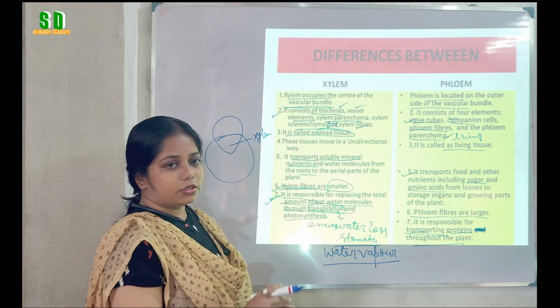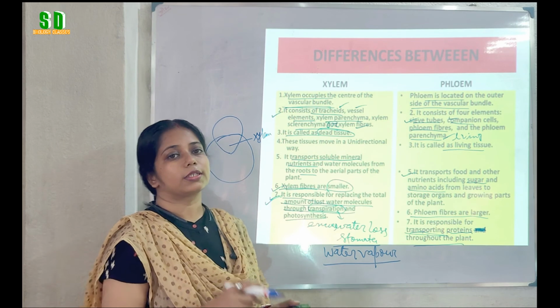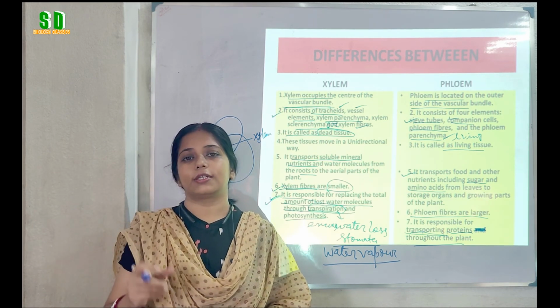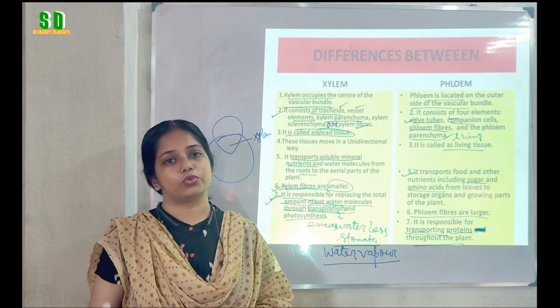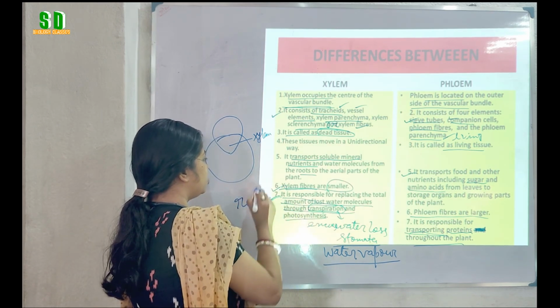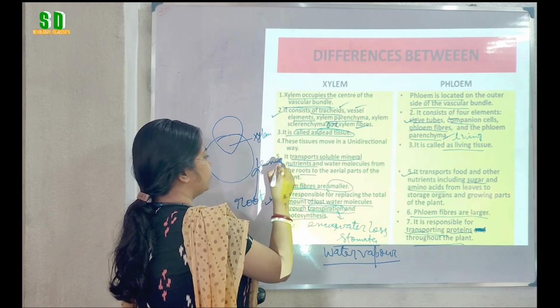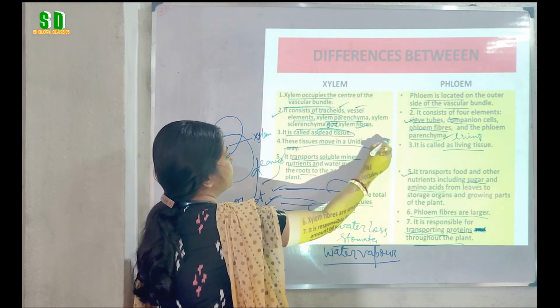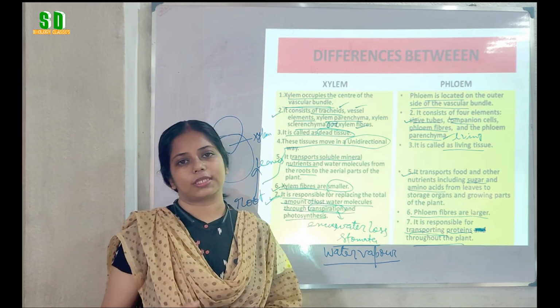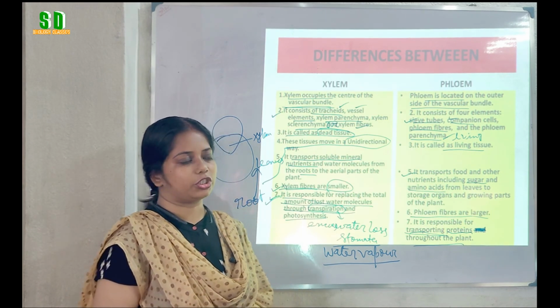Now, I have discussed that through the xylem tissue, the water and minerals are conducted from the root to the leaves where the food is prepared. So it is always in a unidirectional way. The transportation through the xylem tissue is always in a unidirectional way.